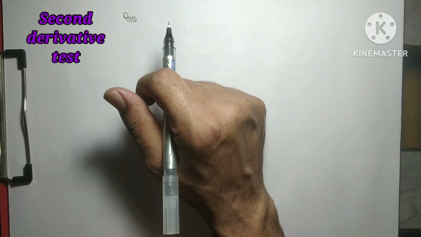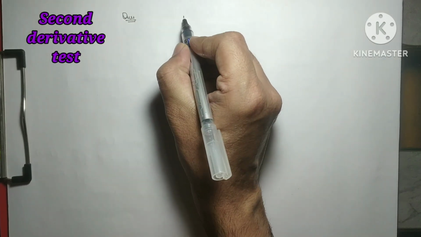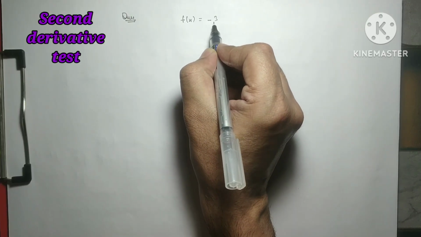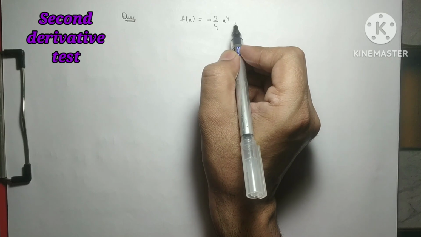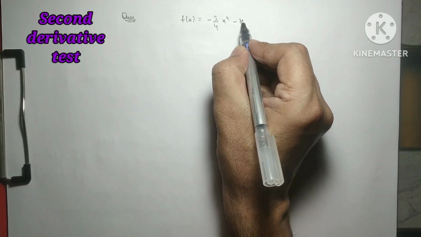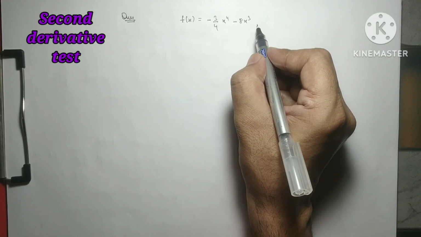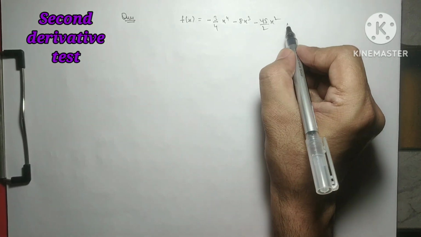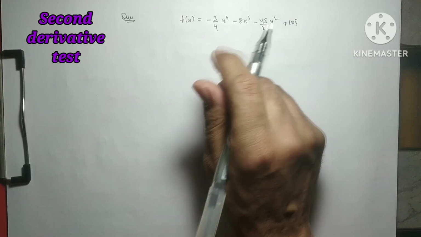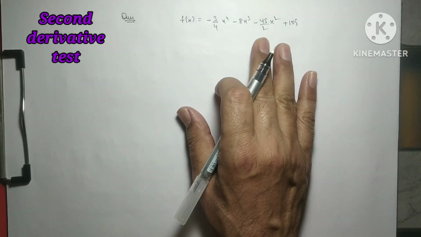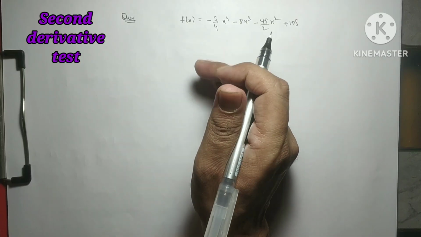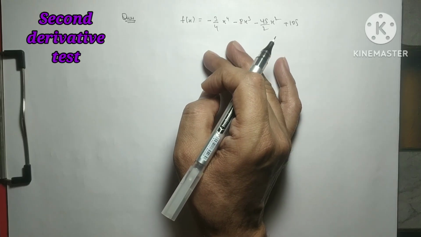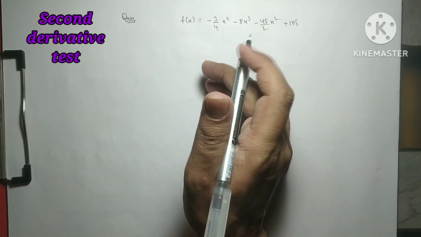Second derivative test. We have a function f(x) equals minus 3/4 x to the power 4 minus 8x cube minus 45/2 x square plus 105. We want to find the points of local maximum and local minimum, and their maximum and minimum values also.